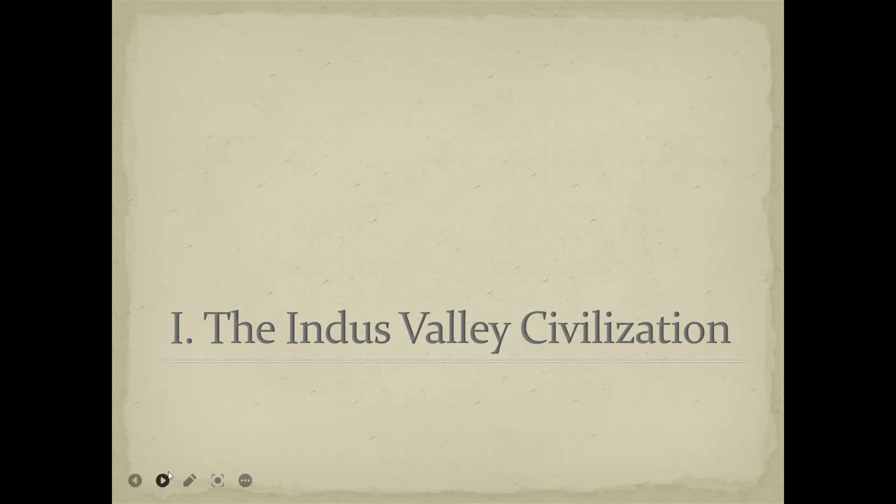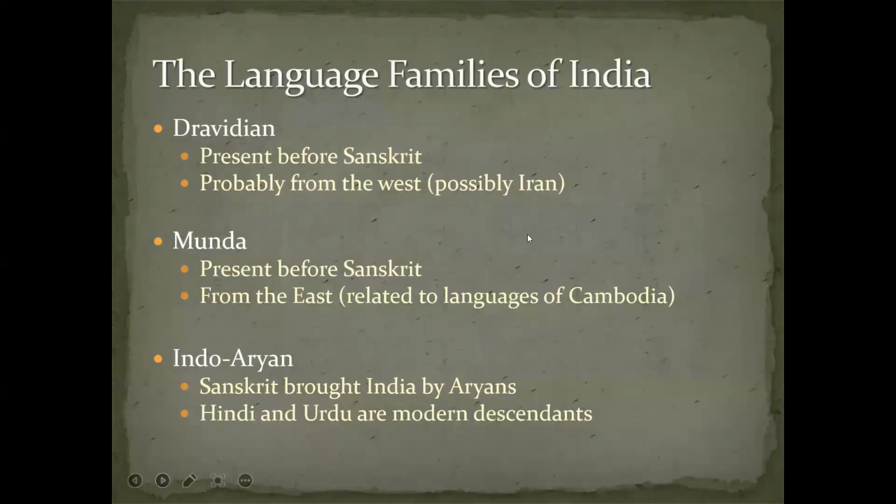Couple of 2500 or so BCE. Interesting thing about India is that we say India, but there are hundreds of dialects and languages in the subcontinent. Today, there are three major language families that make up Indian society, and two of them were present before what we think of as Indian society came into being.